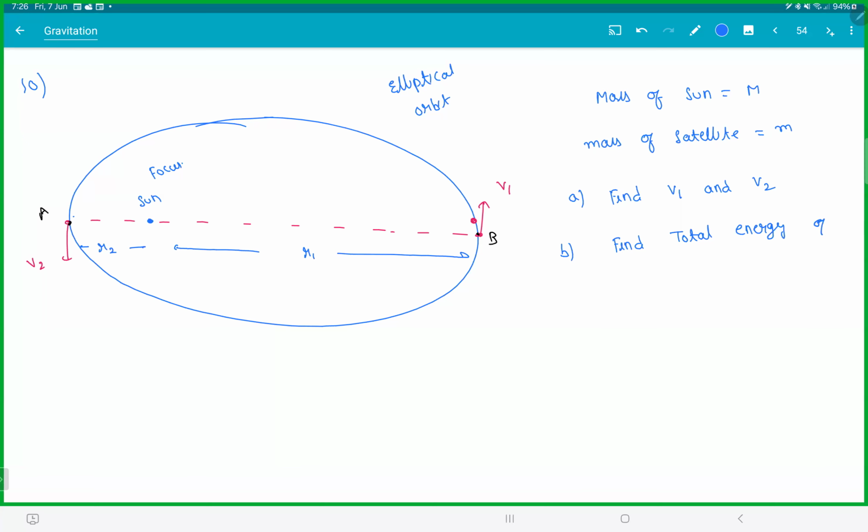This is a good formula. Energy of an elliptical orbit. We derived it for a circle, that was easy. Elliptical orbits also have an energy. Find the total energy of the satellite. Find radius of curvature at A and B. The only information you know is R1, R2, capital M, small m.